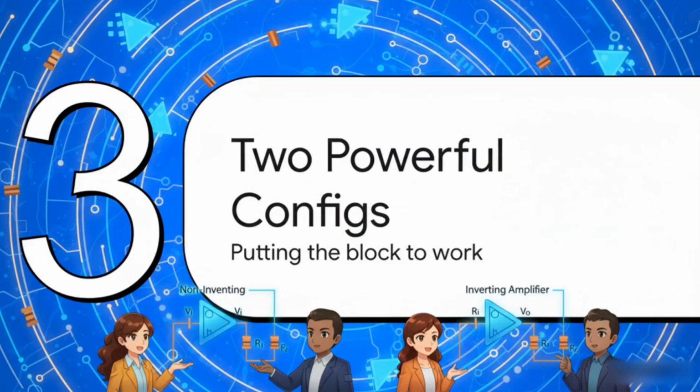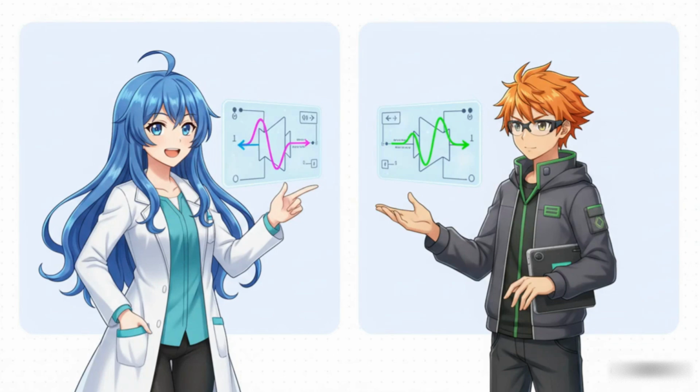So, how do these perfect rules actually help us build stuff? Well, it turns out that by just adding a couple of resistors, we can make the op-amp do some really cool things. Let's look at the two most fundamental ways to set one of these up. These are the two workhorses of op-amp design, the inverting and the non-inverting amplifiers. They both amplify a signal, but they do it in slightly different ways, and which one you choose just depends on what you need that circuit to do.